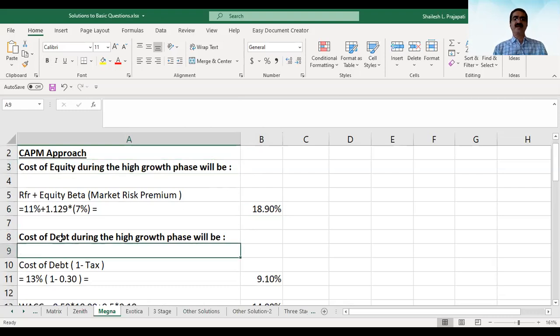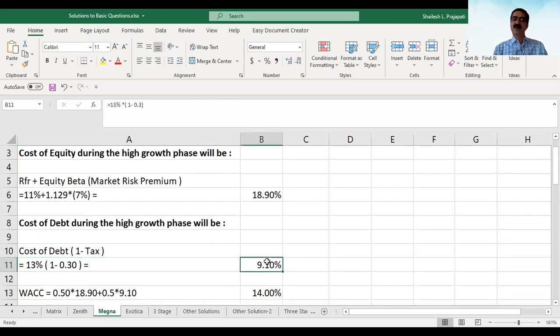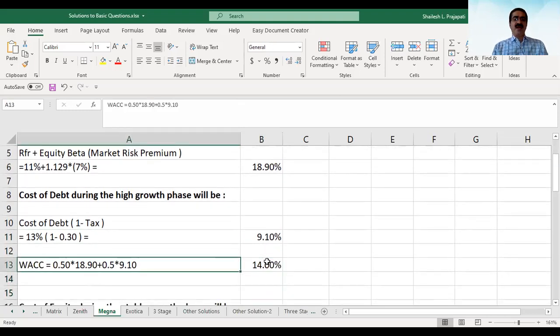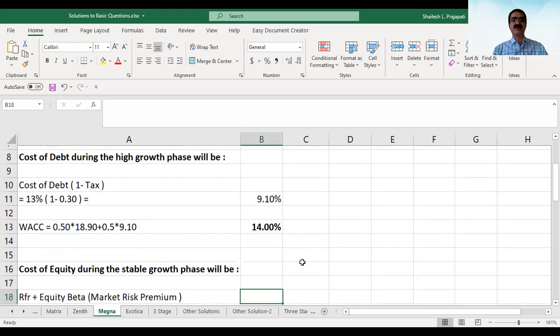Now, the cost of debt in the high growth phase given in the question is 13% pre-tax. So we'll use 1 minus 0.30, which gives 9.1. We have been told that the debt equity ratio is 1:1. So 1:1 means 0.5 is debt and 0.5 is equity. So 0.5 into 18.9 plus 0.5 into 9.1, we will get the WACC. So the WACC for the high growth phase is 14%. This is to be taken into consideration.